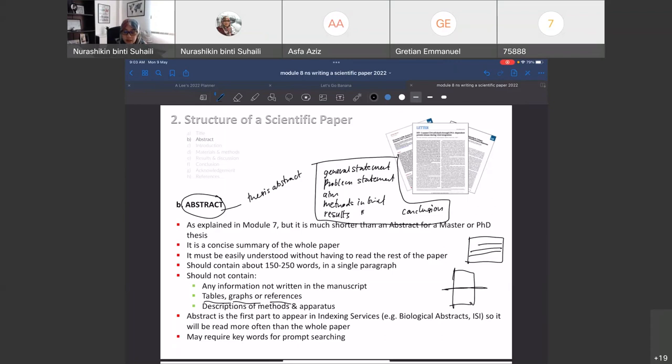Okay, there is no citation as well. There shouldn't be any citation. No citation. So the rule is the same as the thesis abstract. Okay, no citation.